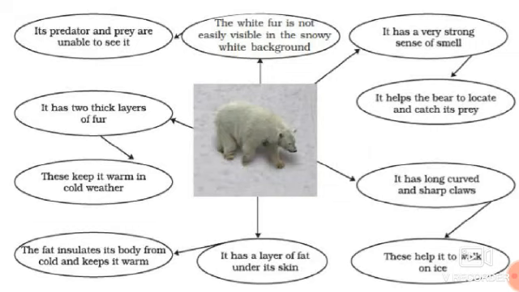It also has two thick layers of fur. These keep it warm in cold weather. It has a layer of fat under its skin. The fat insulates its body from the cold and keeps it warm. It has a very strong sense of smell, which helps the bear to locate and catch its prey. It has long, curved, and sharp claws which help it to walk on ice.